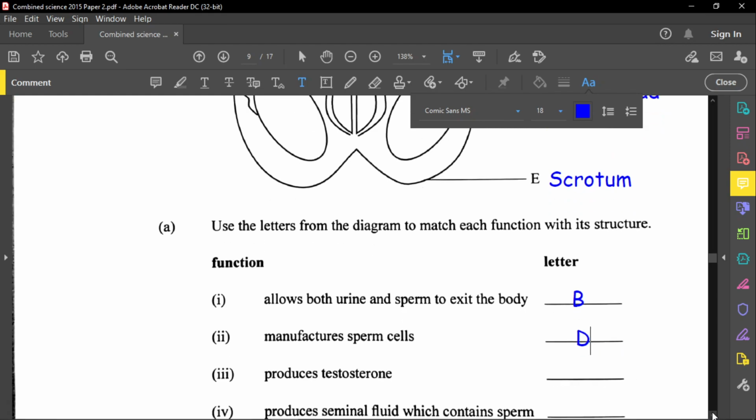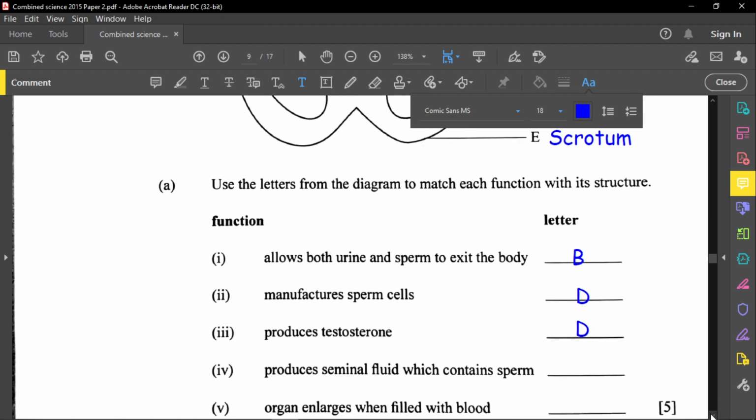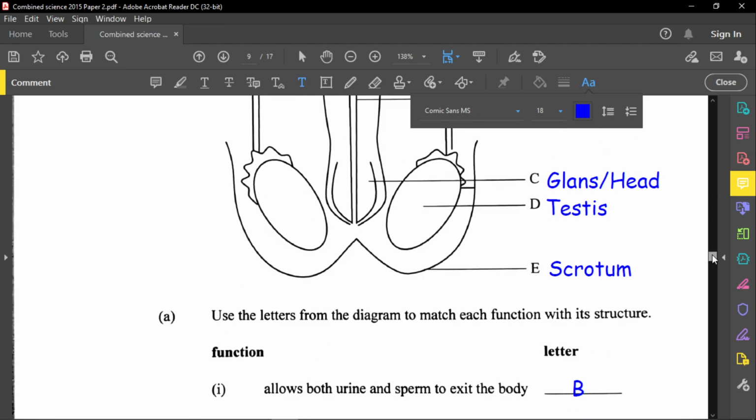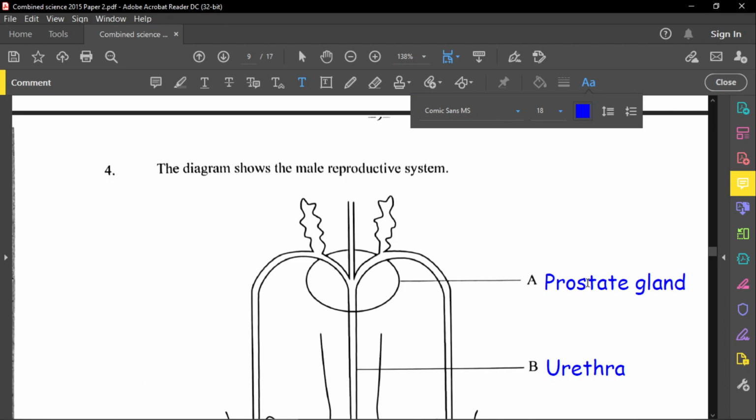The next option is it produces testosterone. Still, the testis or the testes will do this. So this is also D. Then, it produces seminal fluid which contains sperm. Seminal fluid is produced by three accessory glands: the prostate gland, the seminal vesicle, and the bulbourethral gland, otherwise called a Cowper's gland.